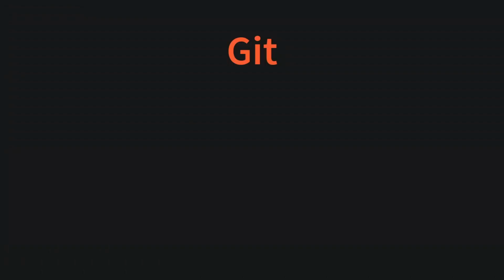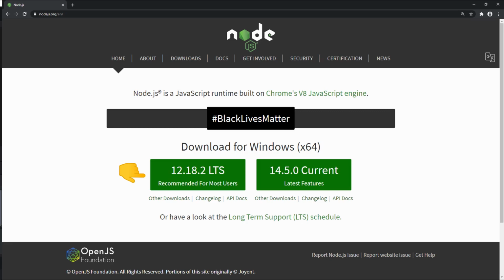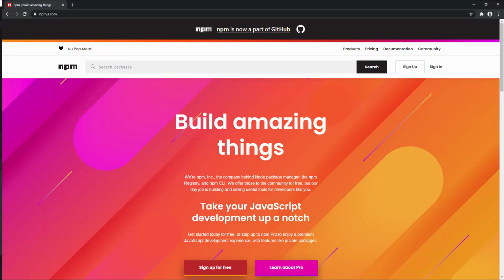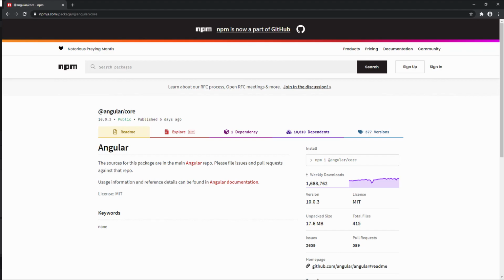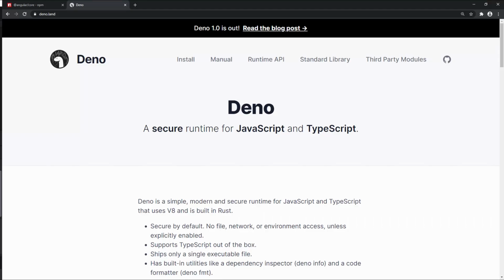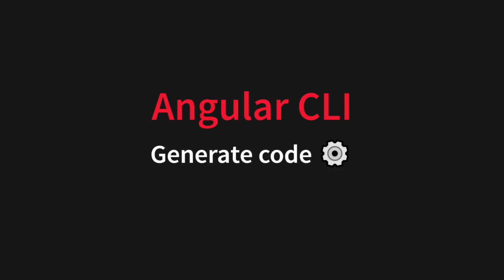Next up, we need Node.js, or the LTS version of it. We need this because it's packaged with something called NPM or Node Package Manager, which has become the de facto package manager for the frontend and what we're going to use to pull down Angular. This might be replaced by Deno in the future, which is the successor to Node, but it's still too early to tell. That means we are ready to install the Angular CLI that will allow you to generate all the code you need for your Angular project.